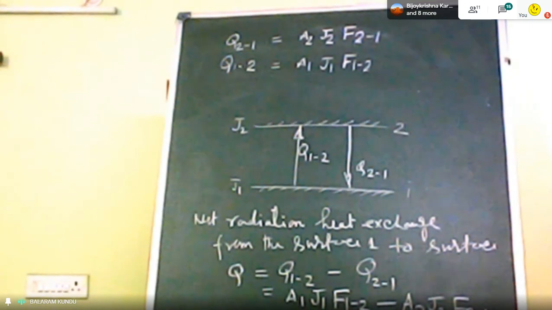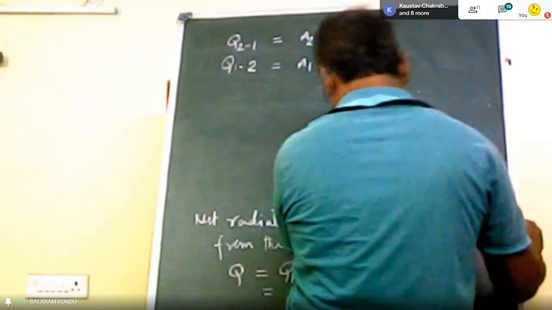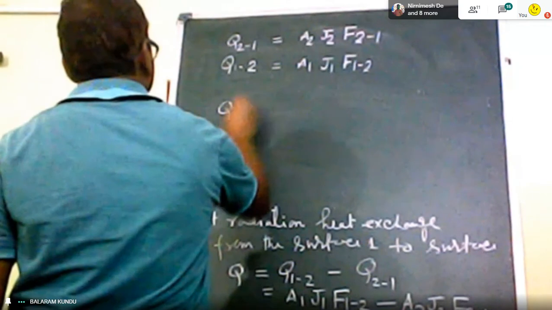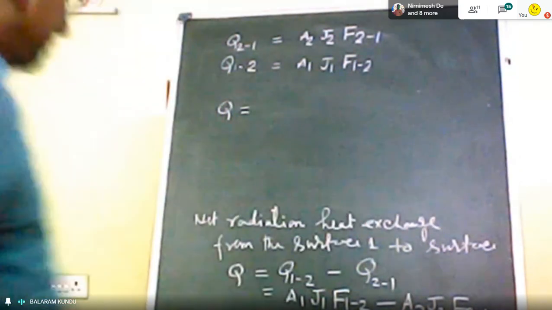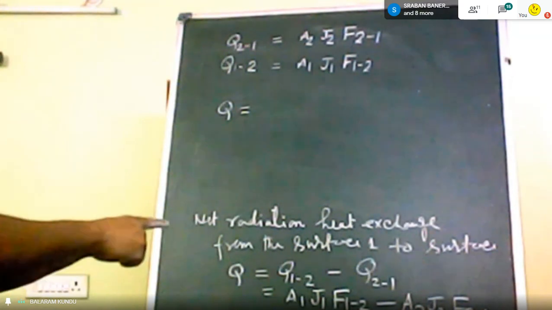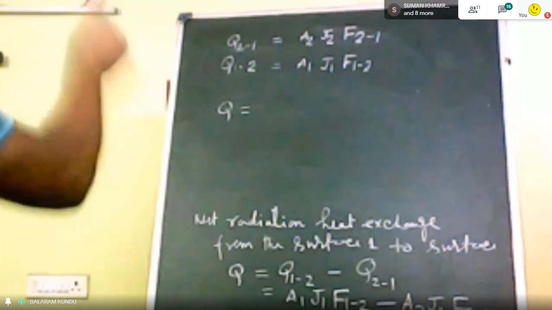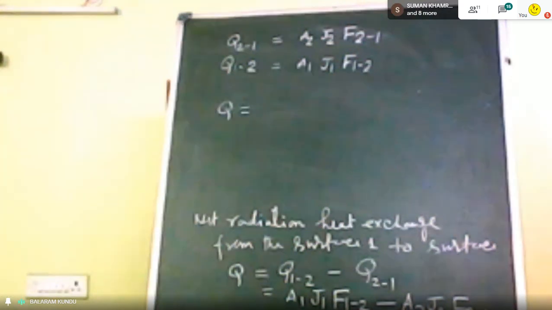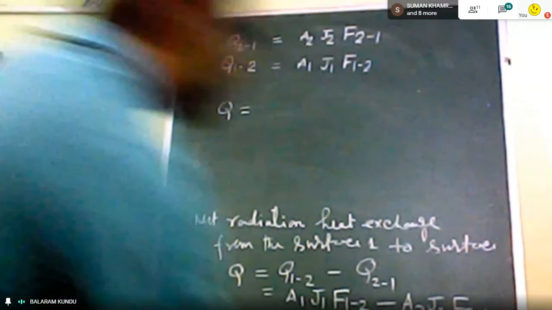So therefore here, Q equal to, we just want to simplify it. A1 J1 into F12 minus A2 J2 into F21.